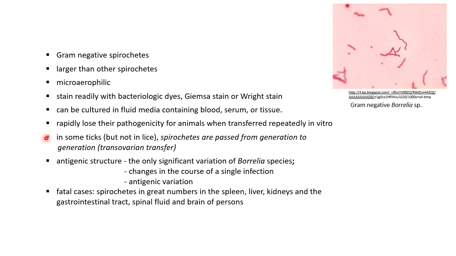In some ticks, but not in lice, the spirochetes are passed from generation to generation. There is what you call the trans-ovarian transfer. Interesting to note would be the antigenic structure of the organisms. They have a propensity to change their antigenic structure in the course of a single infection. They exhibit great antigenic variation. And in fatal cases, the spirochetes can be found in great numbers in the spleen, in the liver, kidneys, gastrointestinal tract, in the spinal fluid, and the brain of infected persons.